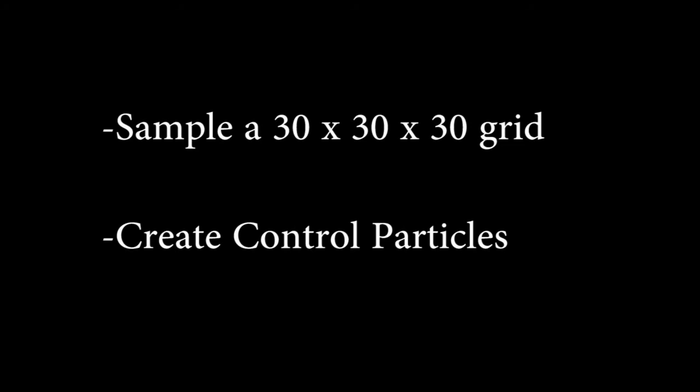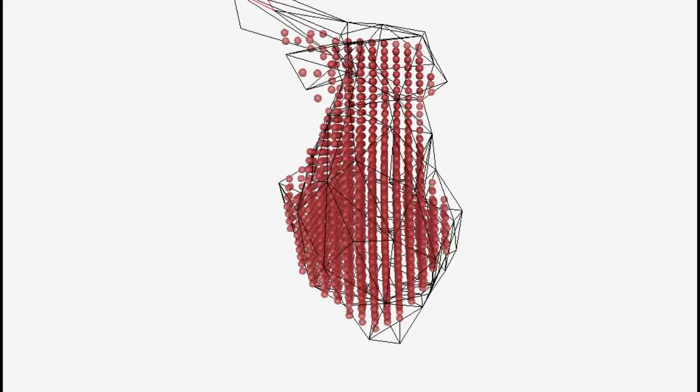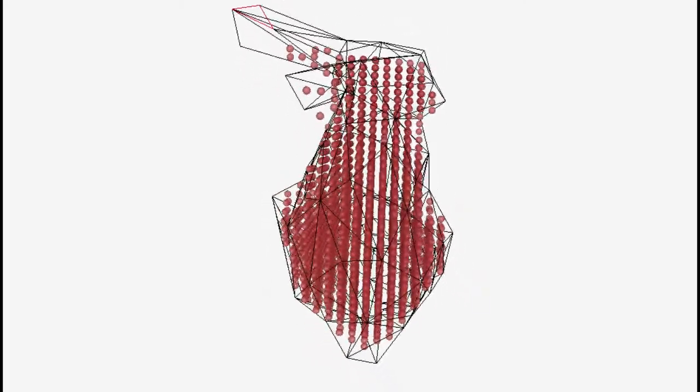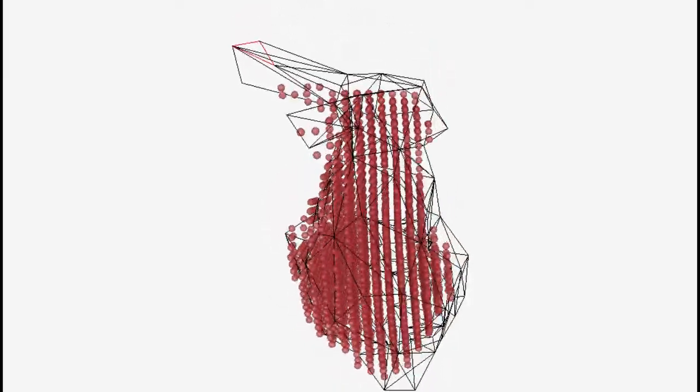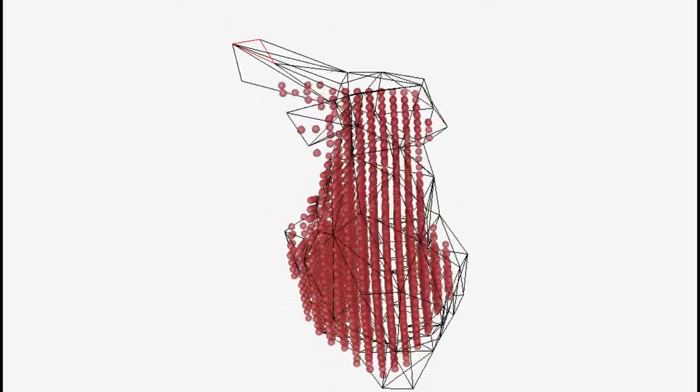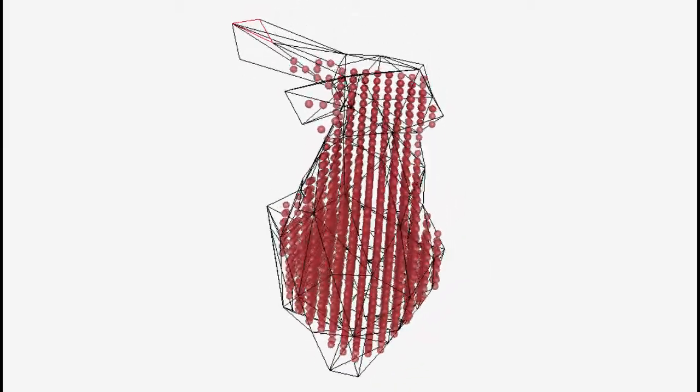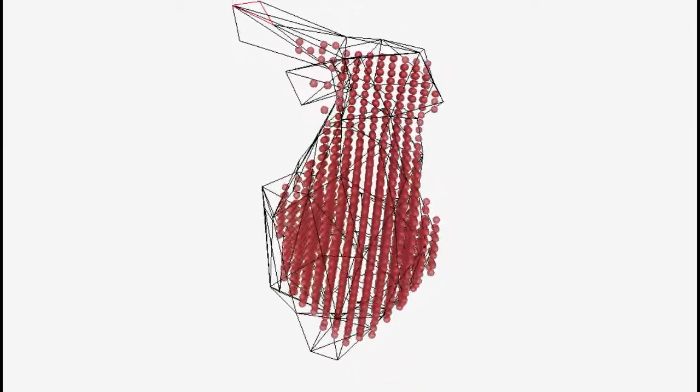For the first frame of the animation sequence, we regularly sample a 30 x 30 x 30 grid to insert control particles by performing the triangle intersection tests. The control particles are then displaced for each mesh of the animation sequence using the mean value coordinates algorithm. Thus, we find the new position of the control particle for the remaining frames.